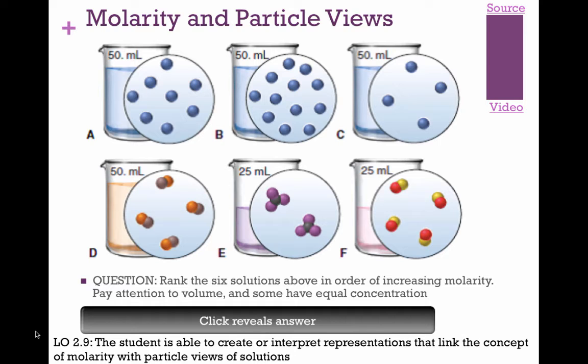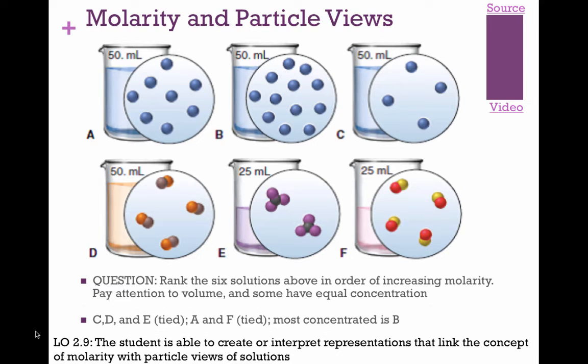Notice A, D, and F all, oh wait, no, not D, just kidding. C, E, and D, those would be equal, right? They have a ratio of 2 to 25. F and A also are similar with their ratios. And then B is going to be the most.